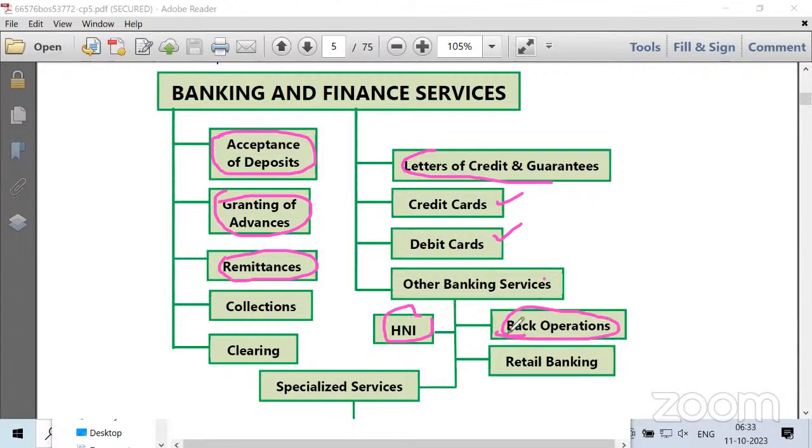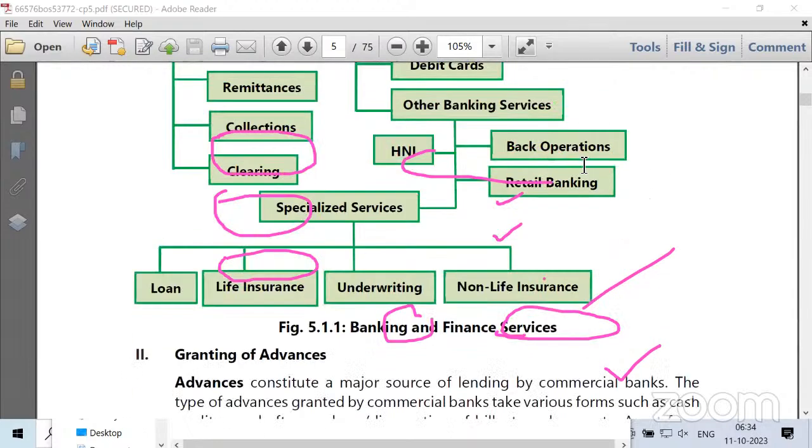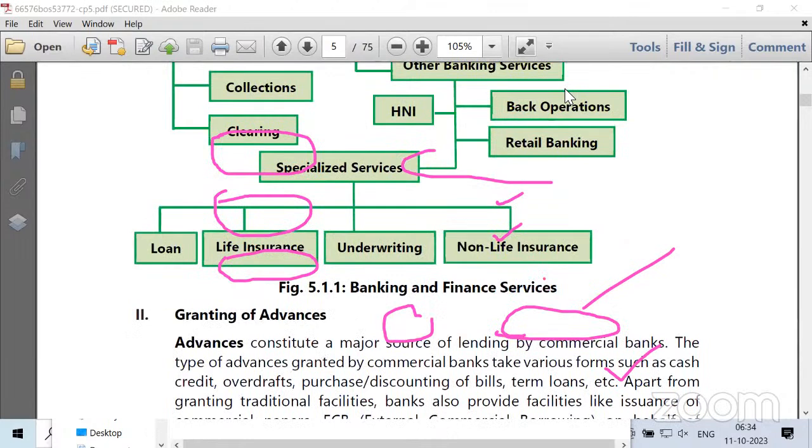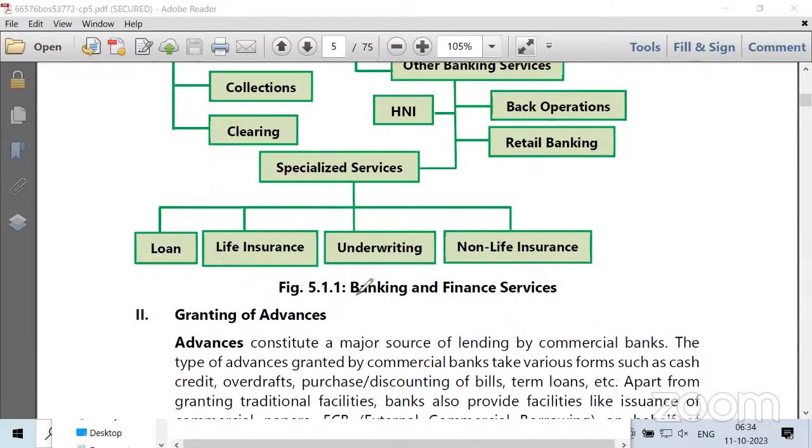So what is back operation? Back operation is nothing but the accounts. You are maintaining the ledgers, debit, credit in the banking environment. All these are considered to be the back-end operations. So retail banking is our normal customer operations. Then specialized services. What are the specialized services? The specialized services are loans. The loan again is subdivided into car loan or vehicle loan, housing loan, personal loan, like that. But everything will come under a single module.